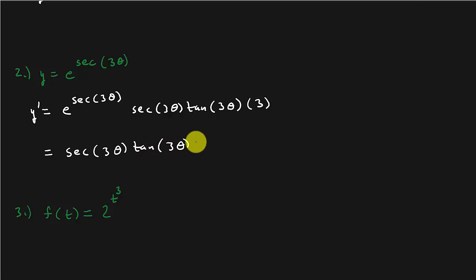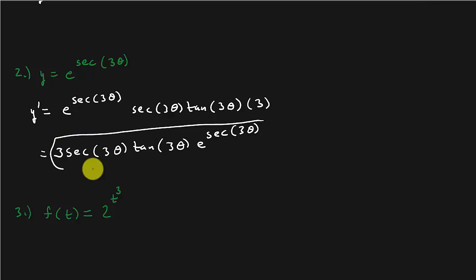Whoop, I forgot to put the 3 out in front of it. Let's put that 3 out there, times e to the secant 3 theta. Okay, so that's all it is. It's just e to that power times the derivative of the exponent. That's it.